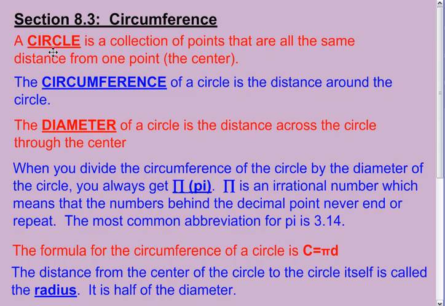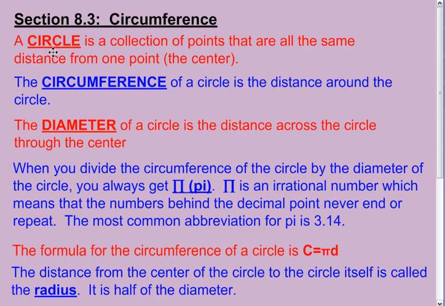But a circle is the collection of all the points that are the same distance from one point. So if you let this be one point, then all of these points are the same distance from that point. And when you put them together, they make a circle. Okay. That's what a circle is.